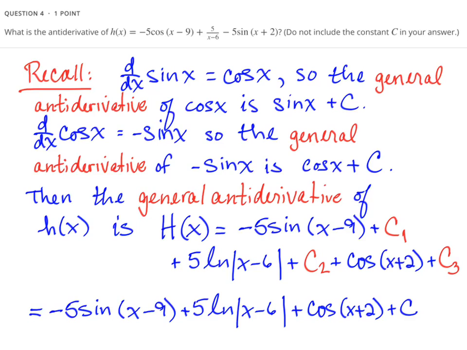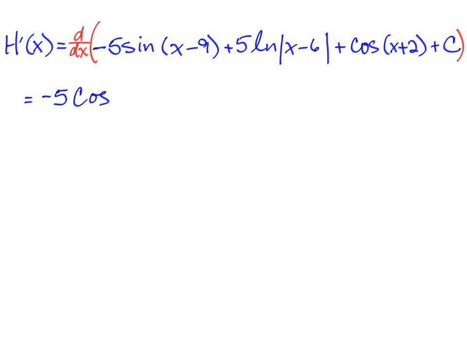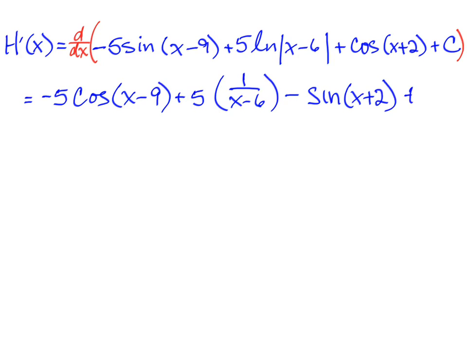Now before I enter anything into Newton, I'm going to check my answer. I want to make sure I did everything correctly. I only get 2 shots at this quiz. So I'm going to differentiate my answer. So h prime of x is the derivative of that function I got, negative 5 sine of x minus 9 plus 5 natural log of absolute value of x minus 6 plus cosine of x plus 2 plus c. So term by term, I get negative 5 times cosine of x minus 9, plus 5 times 1 over x minus 6, minus sine of x plus 2, plus 0.